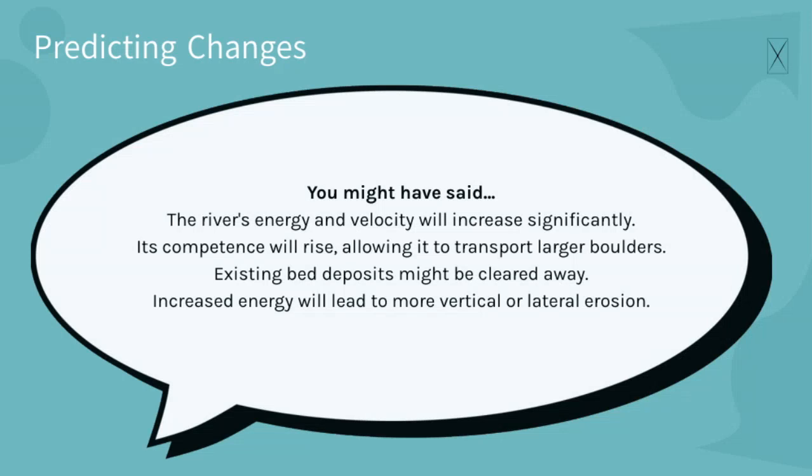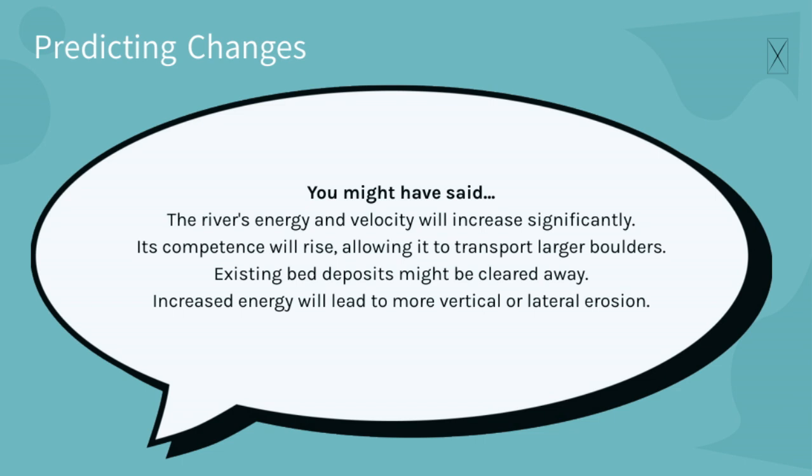You might have said that the river's energy and velocity will increase significantly. That is correct. You might also have said that the river's competence will rise, allowing it to transport larger boulders. That is also correct. If the river has more speed and power, it may remove existing deposits from the riverbed. This can expose the bed to more erosion. You might also have said that increased energy could lead to more vertical or lateral erosion.